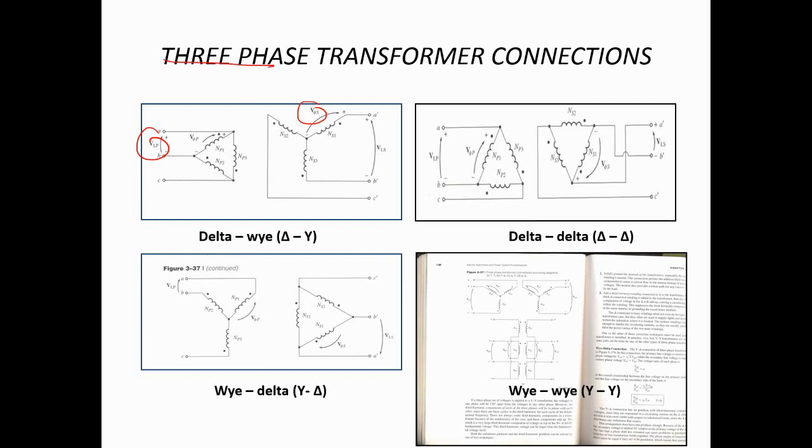In a three-phase circuit, there are two types of connection: the delta connection and the Y connection. More details on this can be found in the chapter on AC circuit analysis. So the two connections are delta and Y, right? You can have, for example, the primary connected in delta and the secondary connected in Y, so here it is delta-Y. Or you can have the primary connected in delta and the secondary also connected in delta, or the last one, the primary connected in Y and the secondary connected in delta.